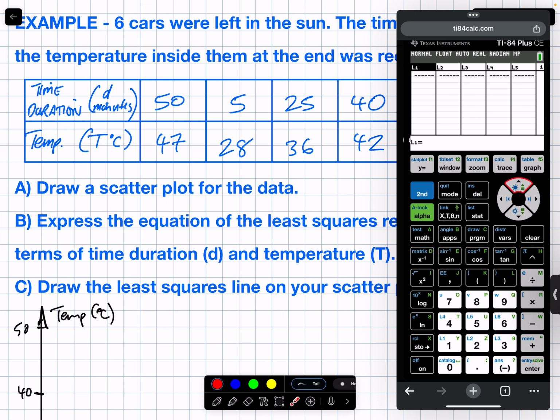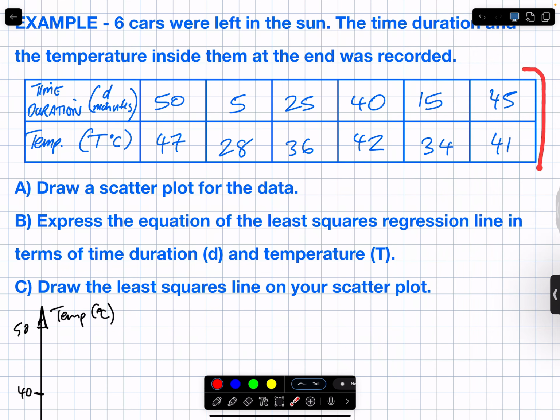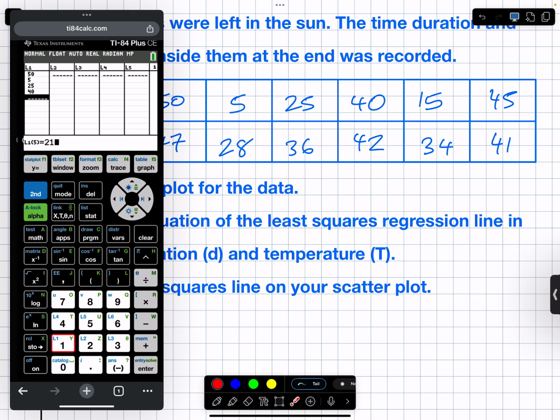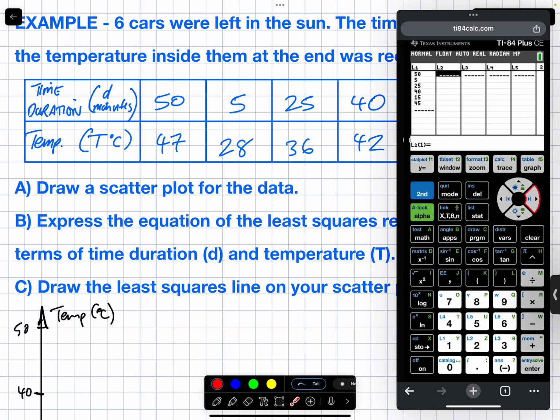So, in this situation, which one would be the independent variable? Which of these variables is going to cause the other variable to change? The time. So in L1, can you put the times? So 50, 5, 25, 40. So you'd go 50 and press enter. 5, 25, enter. 40, 15 and 45. And then in L2, can you put the Y values in, which is the temperatures?